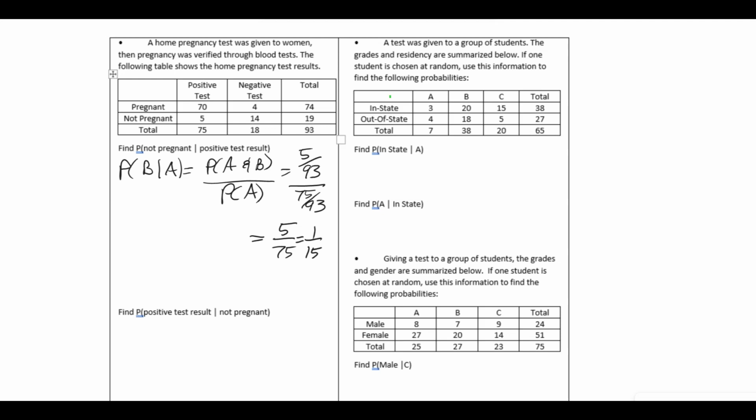So in this problem, the second part, find the probability of a positive test result given that you're not pregnant. So given that we're not pregnant, we would go to the not pregnant, in this case it's a row, and those are the only numbers that are involved. How many are a positive test result in there? 5. Over what's the total? 19. And we could look at the percent if you'd like.